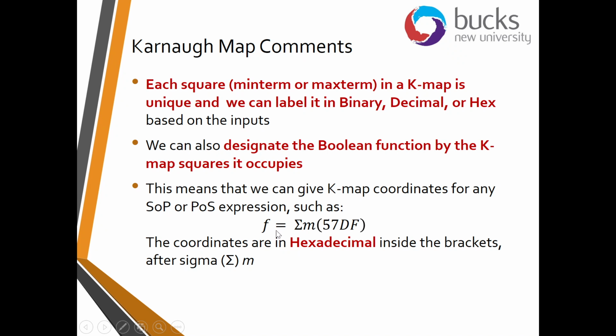So we put our expression in as F equals sigma, that's a Greek letter, so sigma m, and then in brackets we put our coordinates, and currently I've got them in hexadecimal, so 57DF. So cells on the K-map are labeled 5, 7, D and F as their coordinates, which is where I'm identifying 1 bits in the SOP, or it'd be 0 bits within a POS, of course. So coordinates are one way of doing it. So coordinates in hexadecimal inside the brackets after the sigma m part. So these are coordinates for the Karnaugh maps essentially.